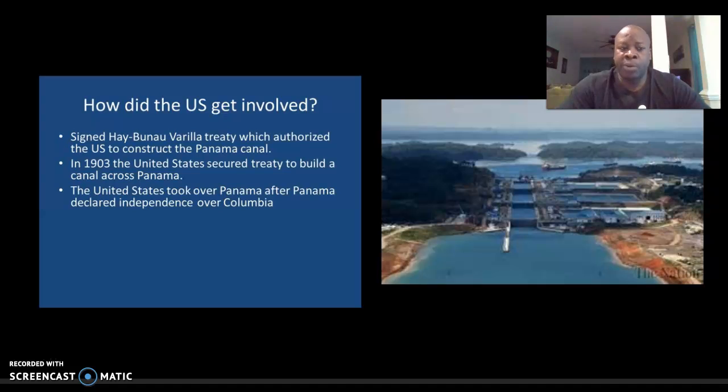Once that took place, we see here the signing of the Buena-Vera Treaty, which authorized the U.S. to construct the Panama Canal in Panama. Prior to the U.S., France had tried to build a canal through Panama, but was unsuccessful due to a lot of death and running out of funding to continue the project. The majority of the workers died from malaria and yellow fever, making their way through the jungle.